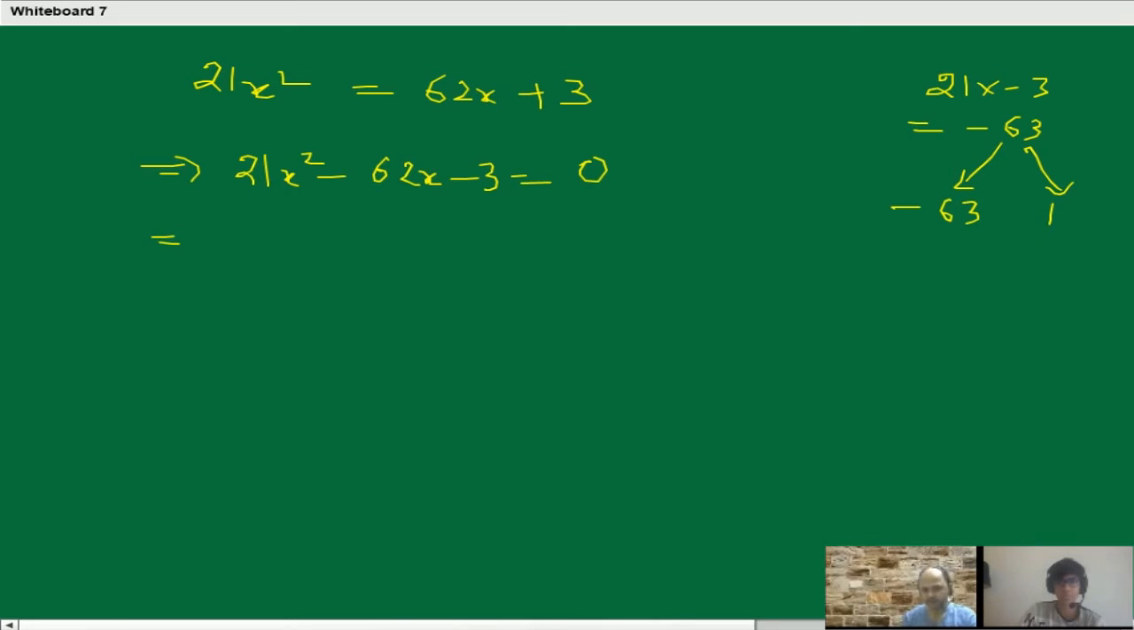Very good. Yes, it is. So let's write it this way: minus 63x plus x. 1x means simply x. Then let's factorize. Now you will be able to solve. Yeah, so then we get 21x outside.